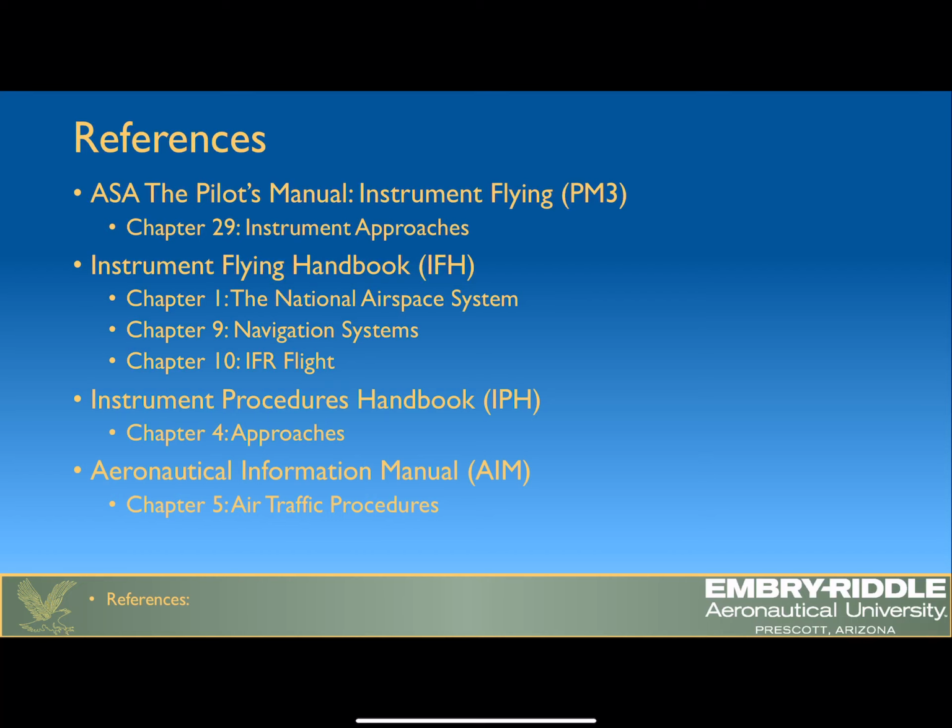References are out of the IFH, Instrument Flying Handbook, chapters 1, 9, and 10. The Instrument Procedures Handbook, chapter 4, talking about approaches, and then the AIM, chapter 5, Air Traffic Procedures. So again, those are our references if you would like to go more in depth. And if you would like additional information, you can get the ASA Pilot Manual, chapter 29.